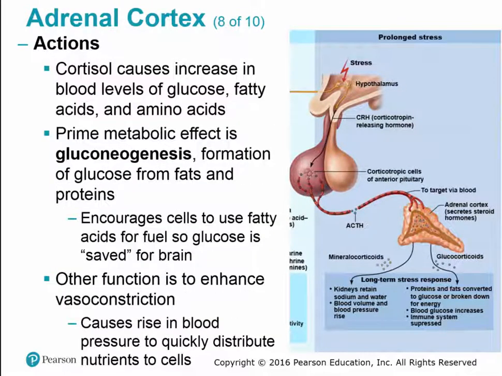So cortisol causes an increase in the blood levels of glucose, fatty acids, and amino acids. Its prime metabolic effect is gluconeogenesis, or formation of glucose from fats and proteins. Essentially it encourages the cells to use the fatty acids for fuel so the glucose can be saved for the brain activity. Some other functions include vasoconstriction, so we can cause a relatively quick rise in blood pressure when we need to distribute certain nutrients to certain cells.